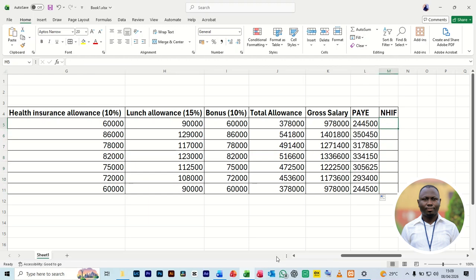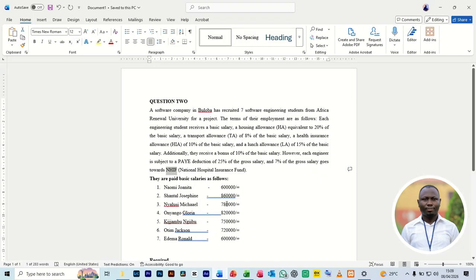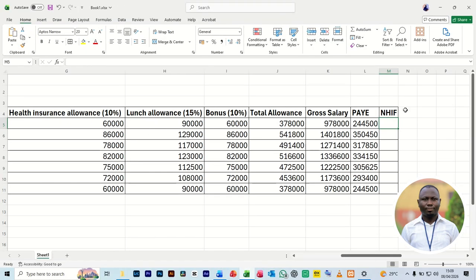Let's come to NHIF, and they're telling us 7% of the gross salary goes into NHIF. Okay, so we're going to say equal sign open bracket 7 divide by 100 close our bracket. We multiply it by our gross salary, hit enter, and then we're going to get that value there.